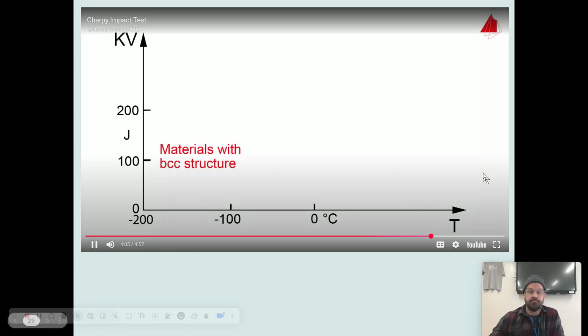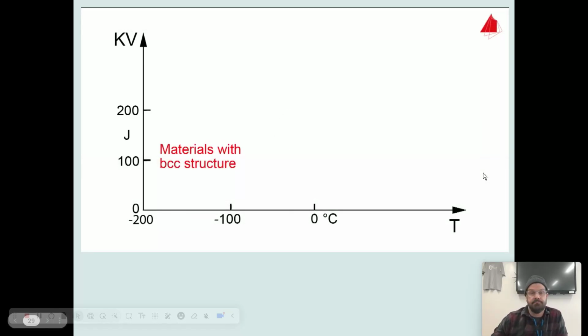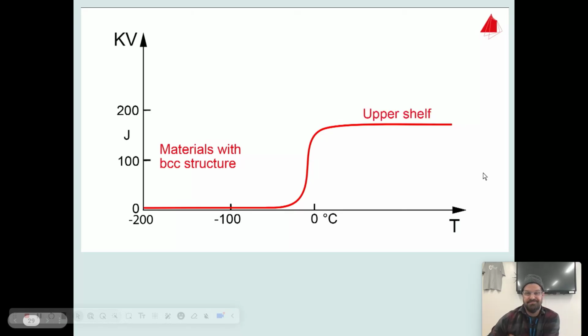Materials with body-centered cubic crystal structure, such as plain carbon steels, show a characteristic S-shaped curve of the impact energy versus temperature. In the so-called upper shelf region, the material absorbs a lot of energy and behaves in a tough manner.